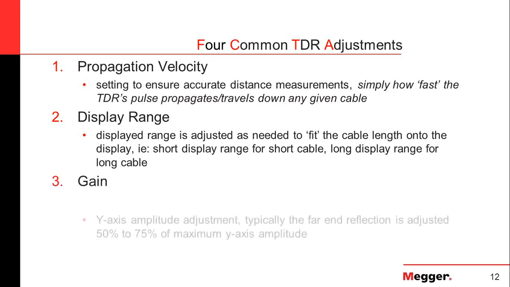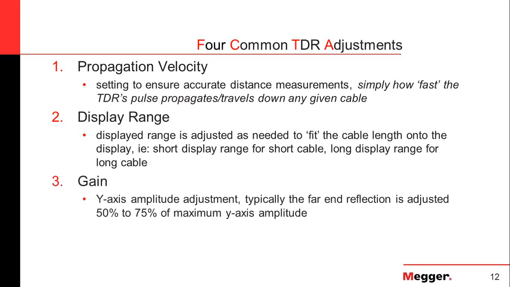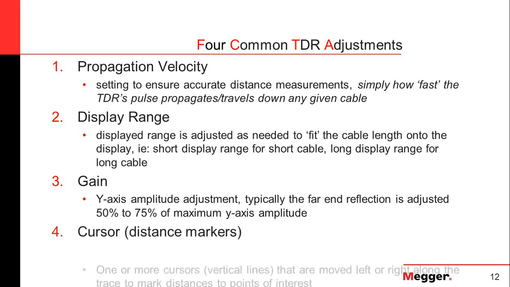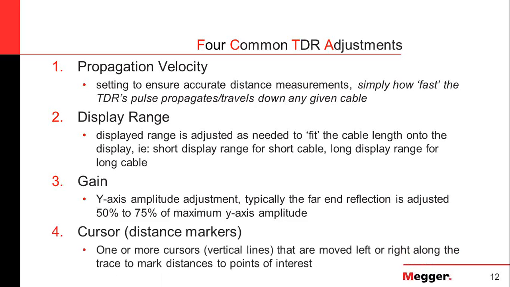Number 3 is the gain. It's just the y-axis amplitude adjustment. That blue line, we can make the signatures increase or decrease by adjusting the gain. Typically, if you set it manually, you would adjust the end reflection to be somewhere between 50 and 75% of the maximum amplitude. And then finally, we have cursors or distance markers. These are vertical lines that we can move left or right along the blue trace to mark distances to points of interest.